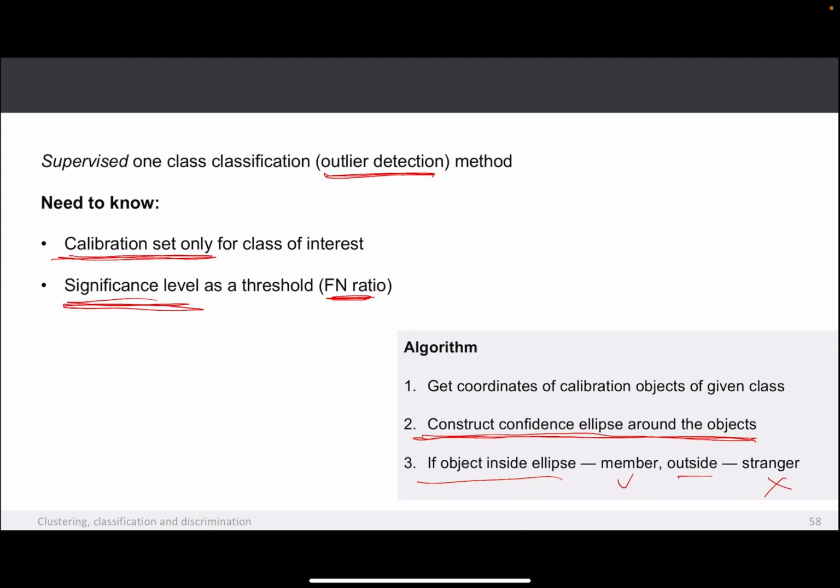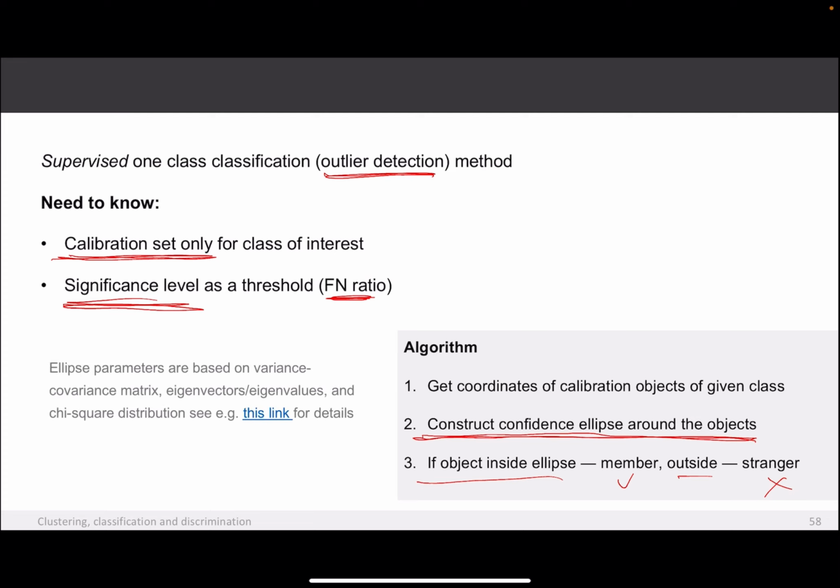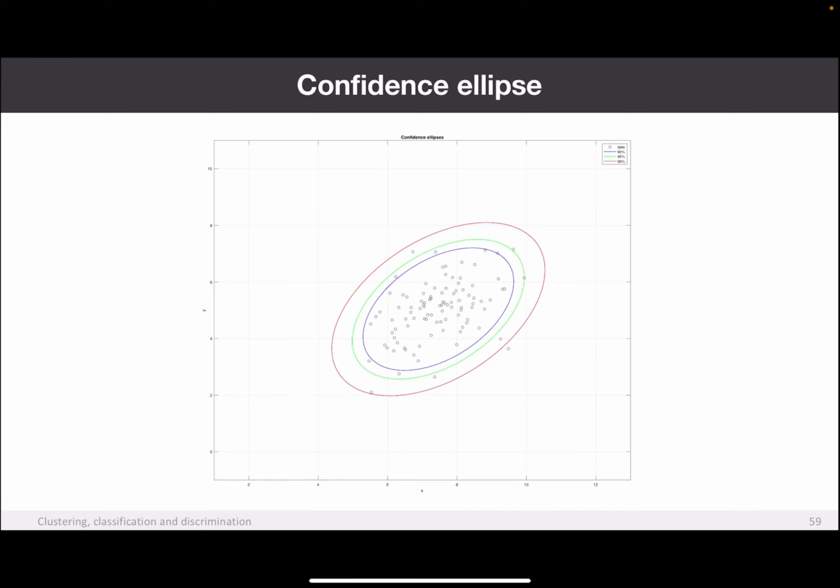That's it. So how to compute this ellipse and what the assumptions about this data are, I will not tell you all the mathematics. You can use this link. You can also find it among the course materials. But the idea is that we use covariance matrices, eigenvectors, eigenvalues, and chi-square distribution, similar to what we discussed in the PCA, when I told you what Mahalanobis distance is.